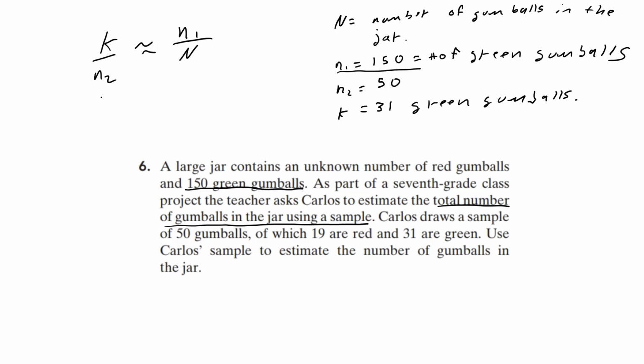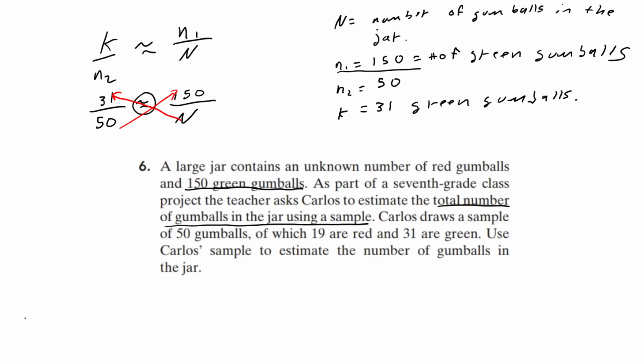In our sample, we had 31 green gumballs out of, well, Carlos draws a sample of 50 gumballs. And this should approximately be the same as in the entire population. There are 150 green gumballs, and we don't know how many gumballs there are in total. But we are going to assume that they should be in the same proportion. That's why we're able to set this proportion. We could then find the cross products, cross multiply. We can multiply this one times this one and this one times this one.